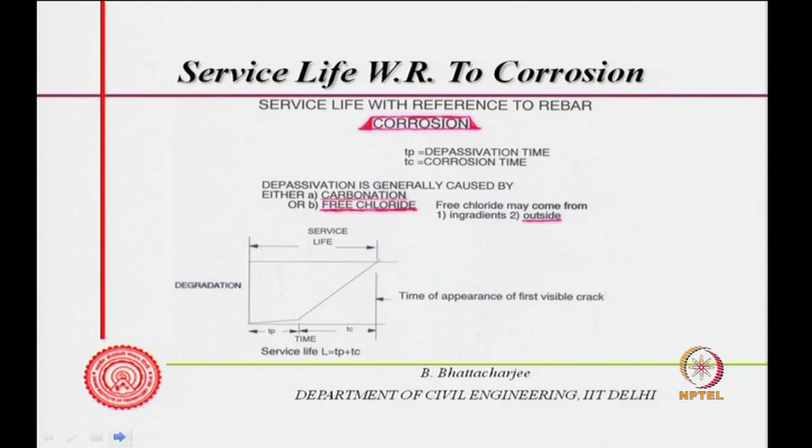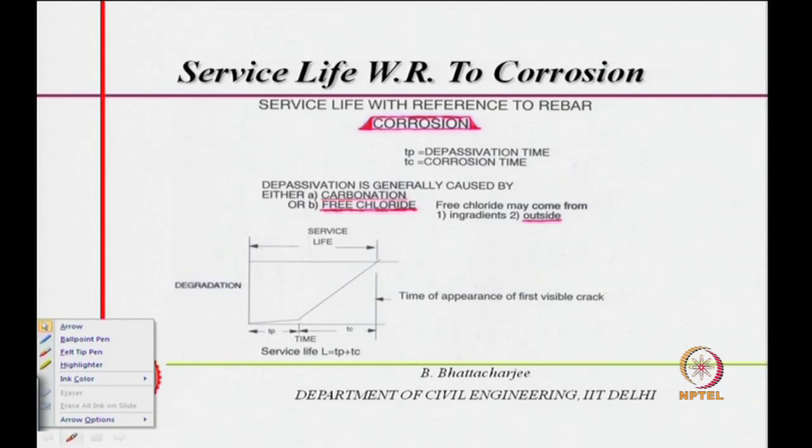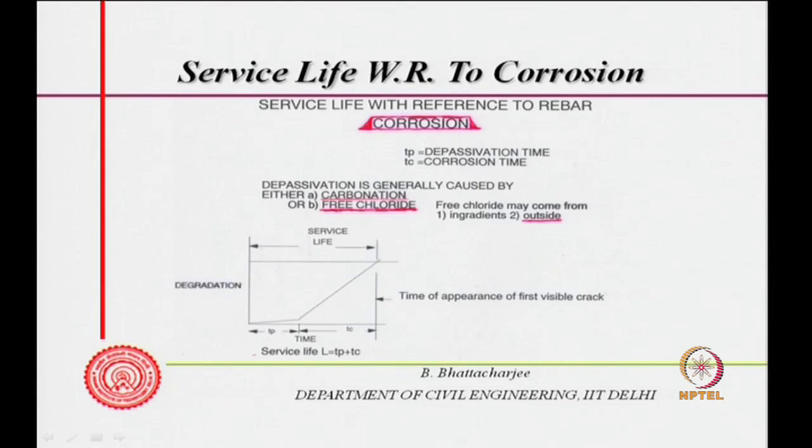So, just to recollect, the service life with respect to corrosion we defined like this in the last class. We just mentioned this diagram, the same diagram we have looked into in the last class, where we said that initially reinforced concrete provides protection to the rebar, and with time this may get affected if it is exposed to a chloride environment, or if it is exposed to atmosphere where carbon dioxide from the atmosphere can come and reduce its pH.